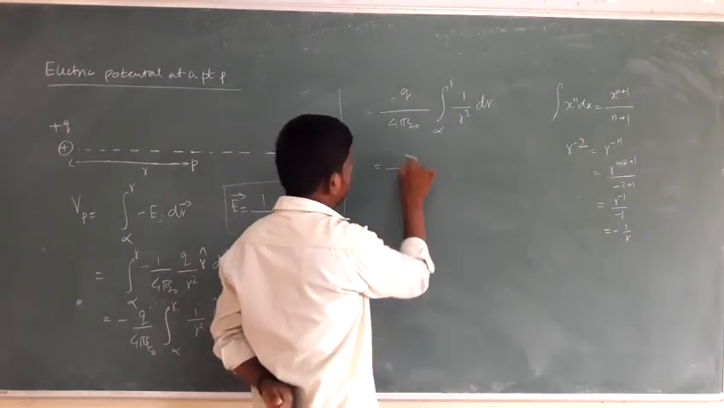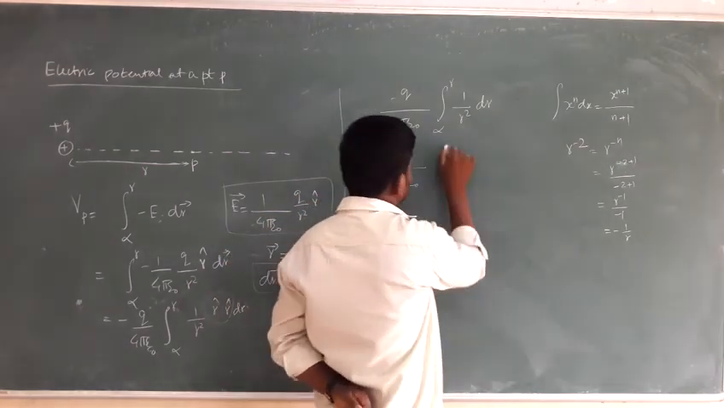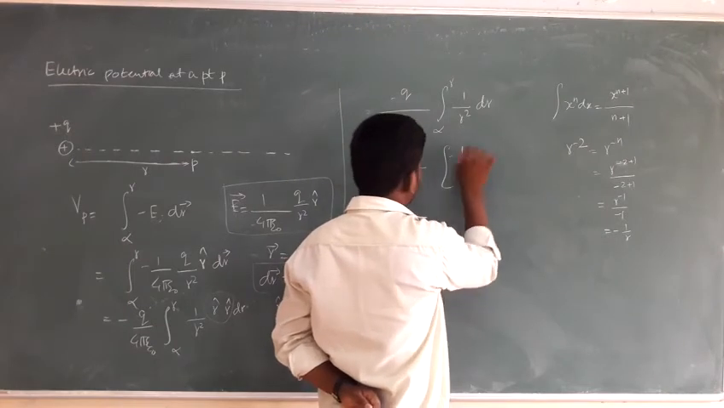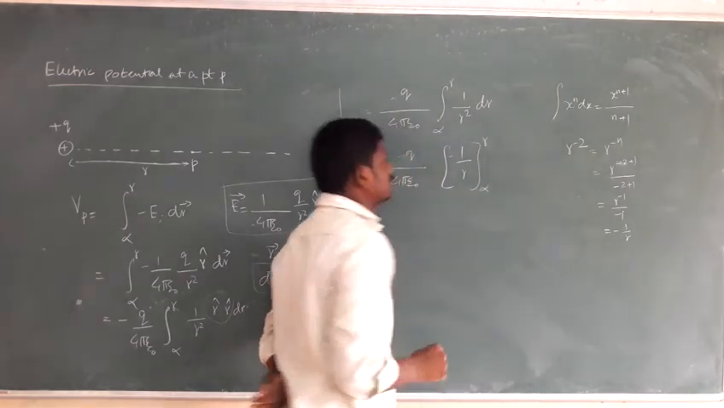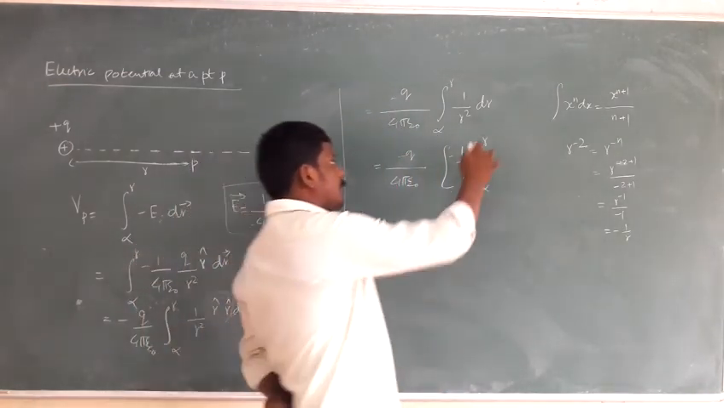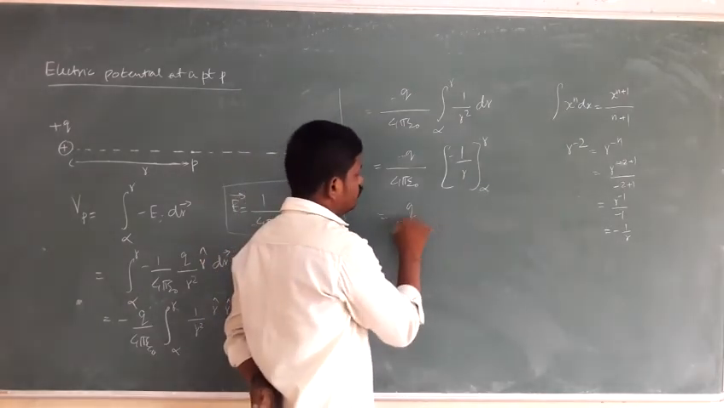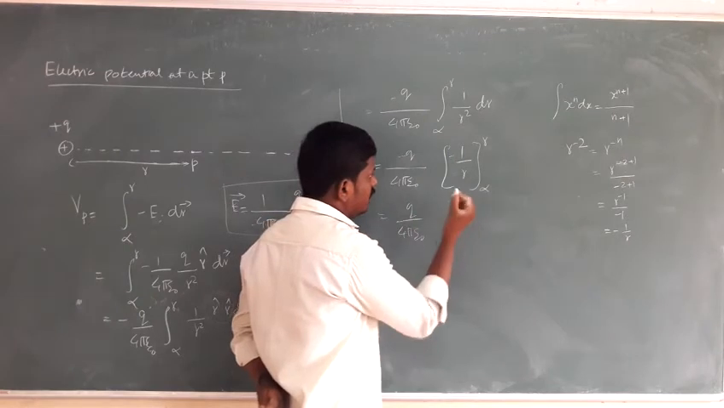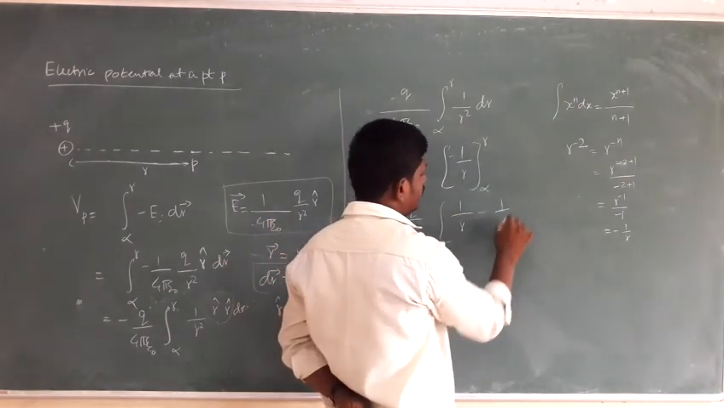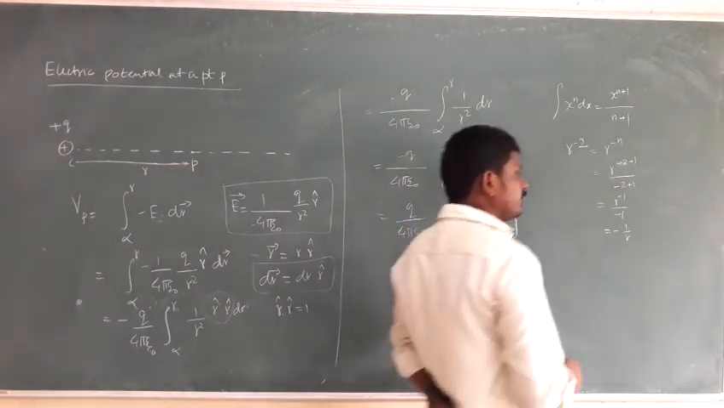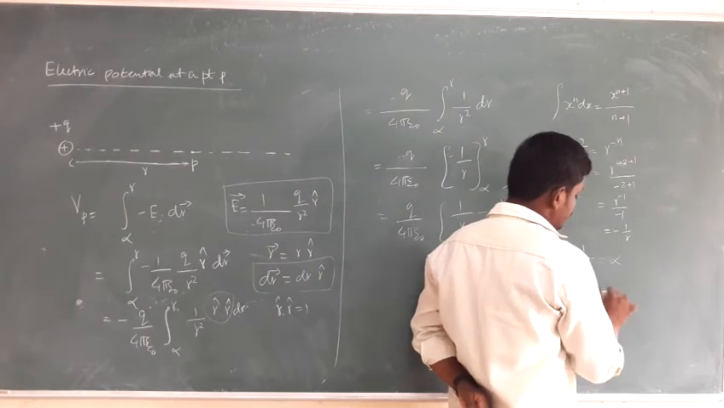So finally minus Q by 4 pi epsilon naught, then minus 1 by r, from infinity to r. You need to substitute upper limit minus lower limit. So minus of minus is plus, so Q by 4 pi epsilon naught, instead of r you put r, then minus 1 by infinity. What is 1 by infinity? Number by 0 is infinity, 0 by number is 0.